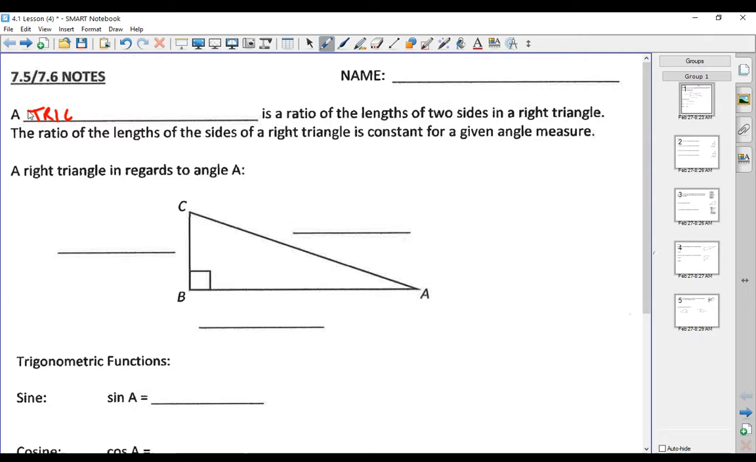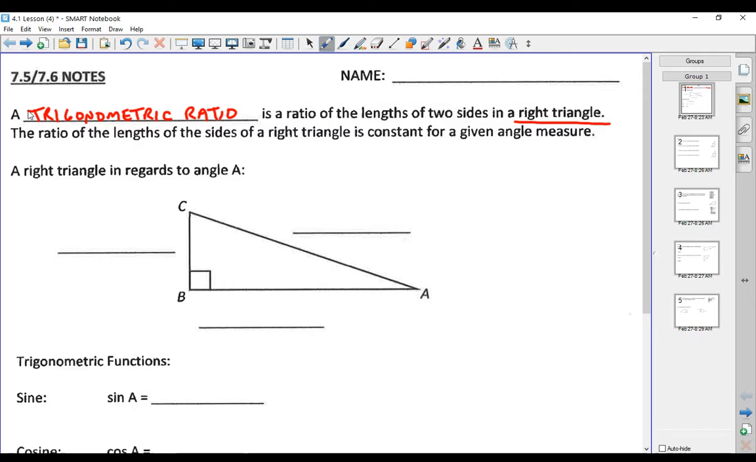A trigonometric ratio is a ratio of the lengths of two sides in a right triangle. The ratio of the lengths of the sides of a right triangle is constant for a given angle measure. The three trigonometric ratios that we're going to be talking about are sine, cosine, and tangent. Now, notice it says that these are concerning the lengths of the two sides of a right triangle.